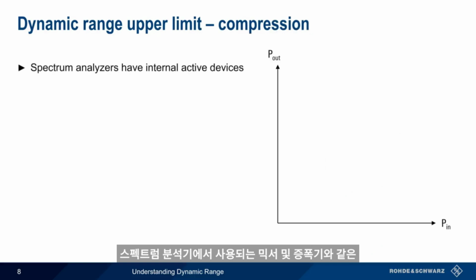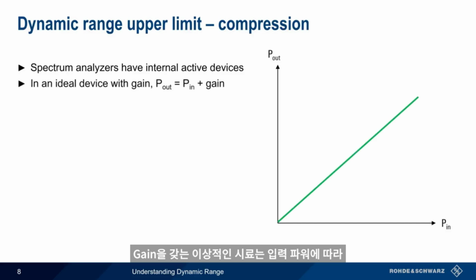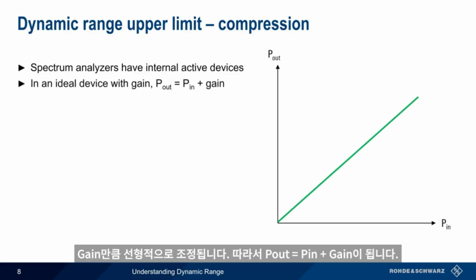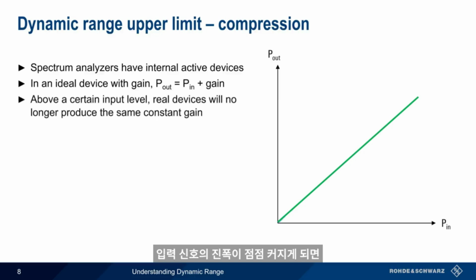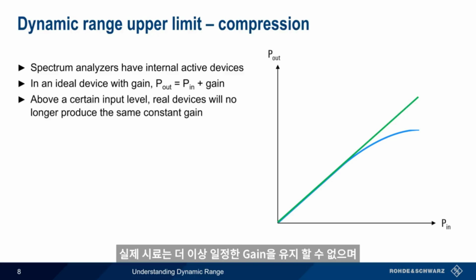The internal active components used in spectrum analyzers, such as mixers and amplifiers, also limit the upper end of dynamic range. In an ideal active device with gain, the device input power is linearly scaled by the gain, so P out equals P in plus gain. However, if the input signal amplitude becomes large enough, a real device will no longer be able to produce this constant gain, and output power will no longer follow this linear relationship.